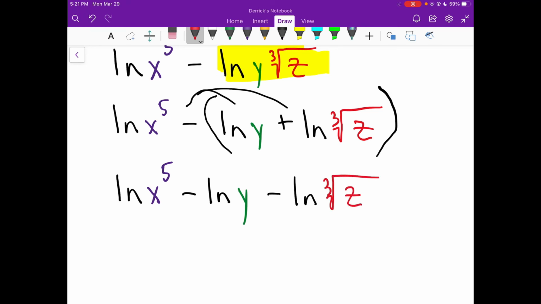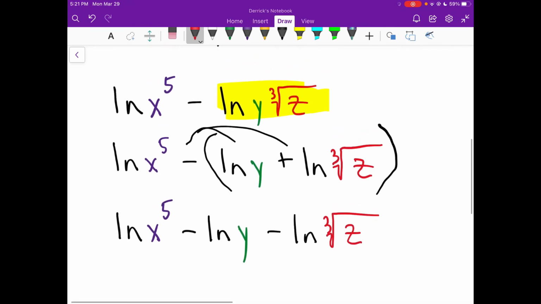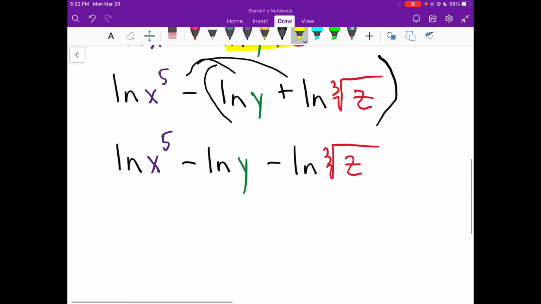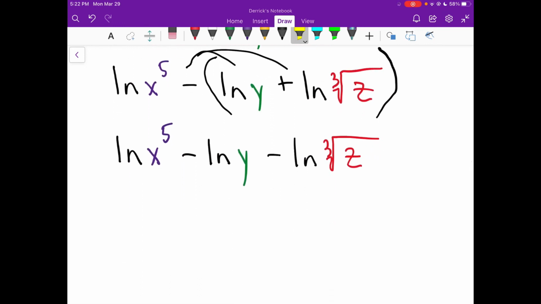Now, in all honesty, that really probably shouldn't be too surprising, because if you think about our original problem, we had both of these in the denominator. So if division is changing to subtraction in these expansion laws that we're using, of course anything in the denominator should be negative, because that's the whole point of changing it to subtraction, right? So that's really how you can remember that rule if you want to. Anything in the denominator should be negative.